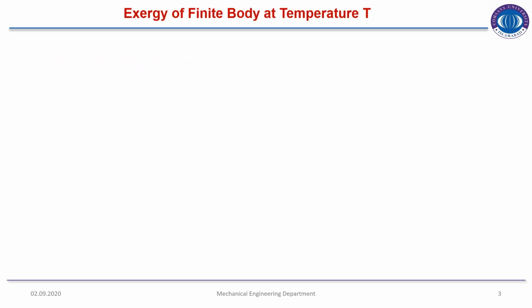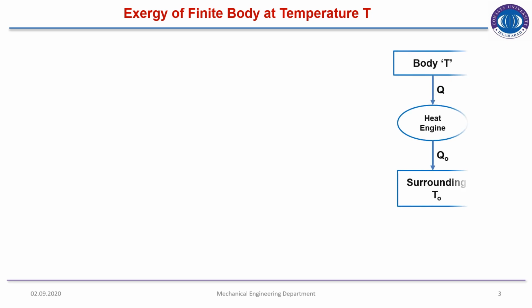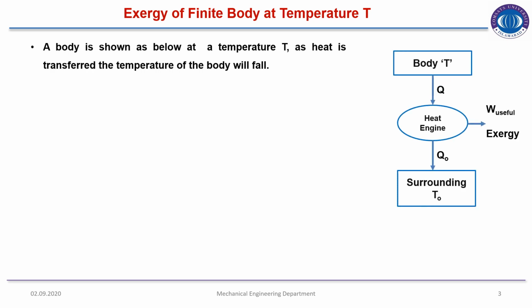Exergy of a finite body, that is at a temperature of T1. A body is shown on the right hand side, at a temperature of T. As heat is transferred, the temperature of the body will fall. As we have discussed, there are two different types of bodies: a finite body, and a body that represents a reservoir. You must remember the difference between the finite body and a reservoir body.